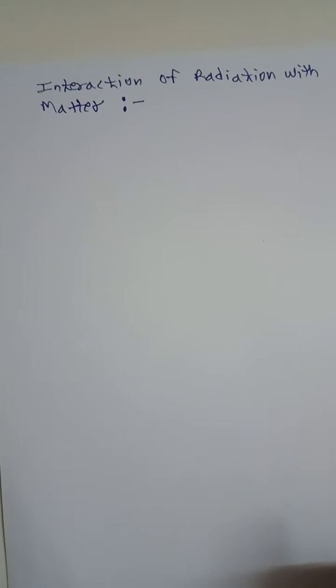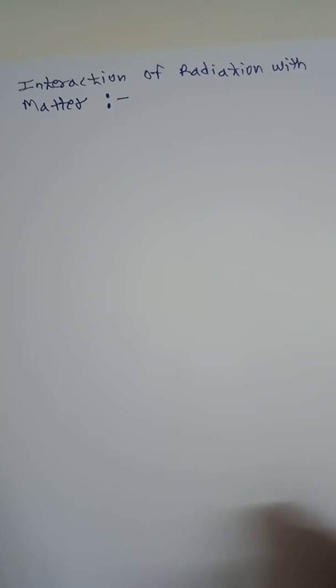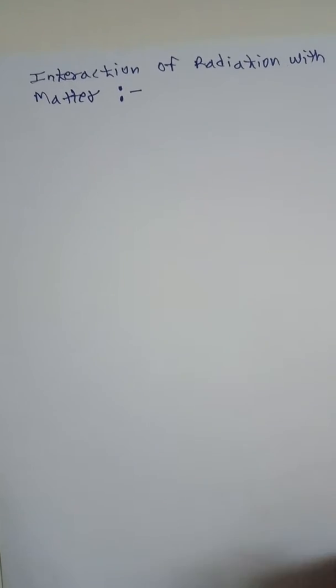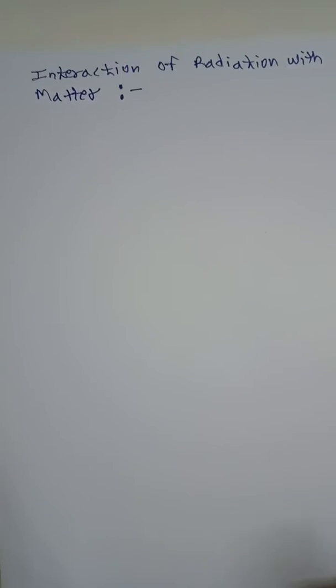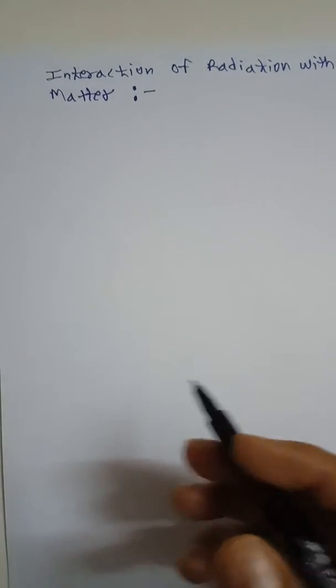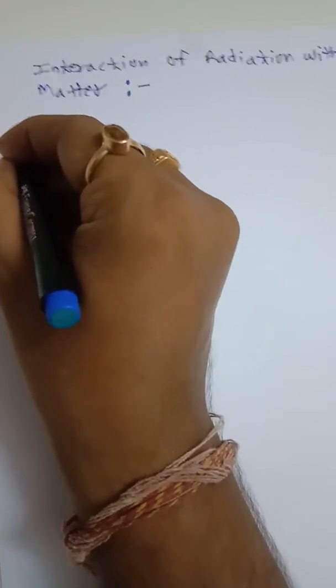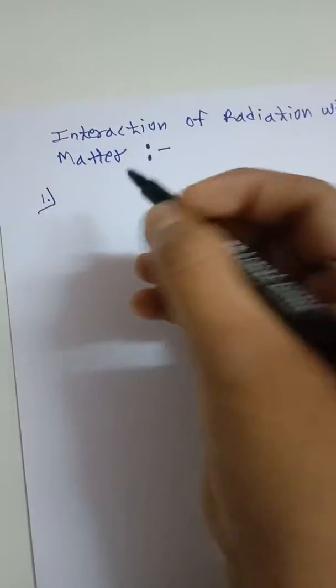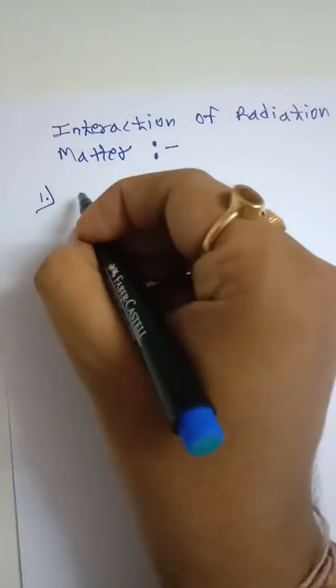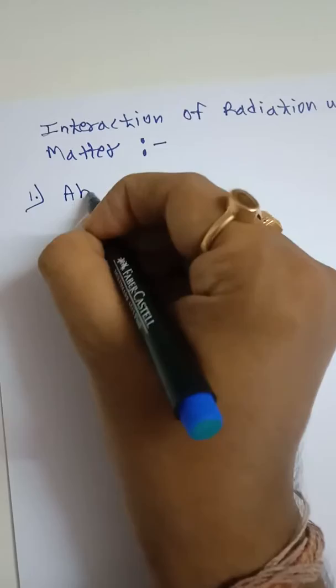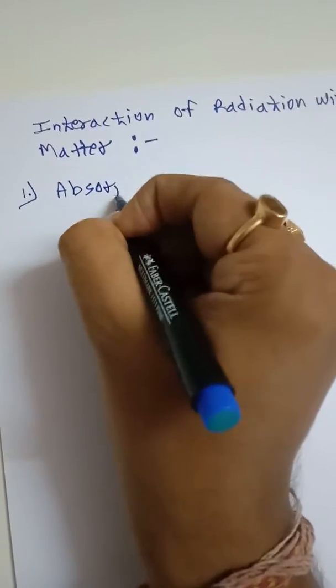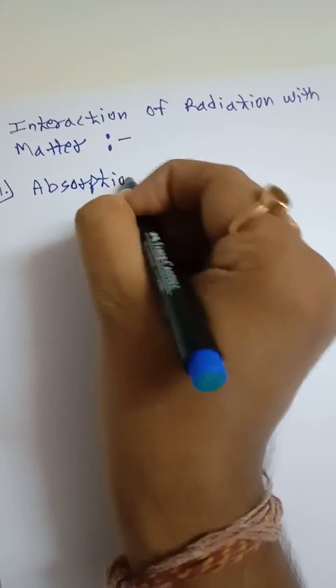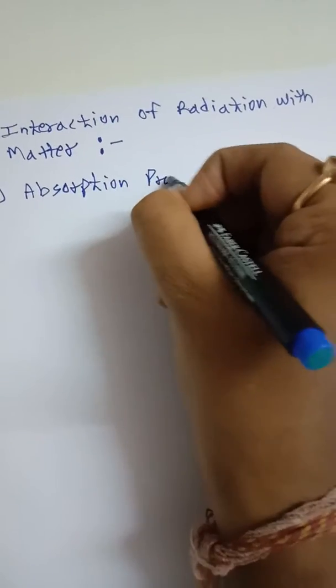So there is an interaction of some external radiation with matter. Matter can be atoms, molecules. So let us understand this topic. It can be explained with the help of three main processes in case of laser. First one is the absorption process. So what is the absorption process?